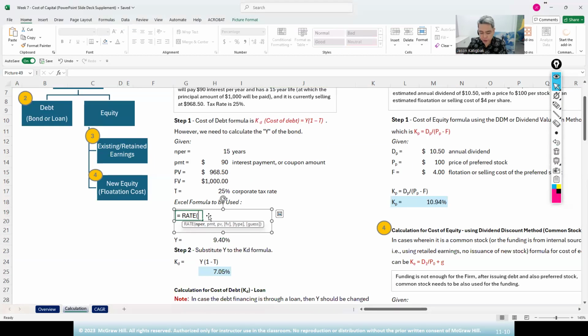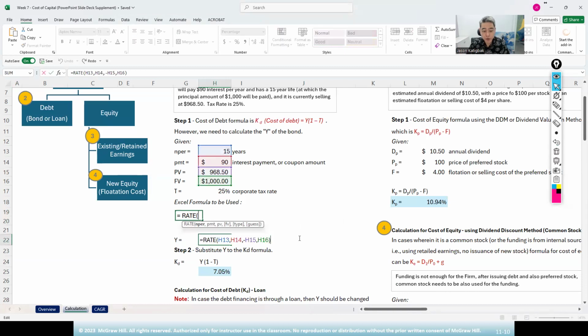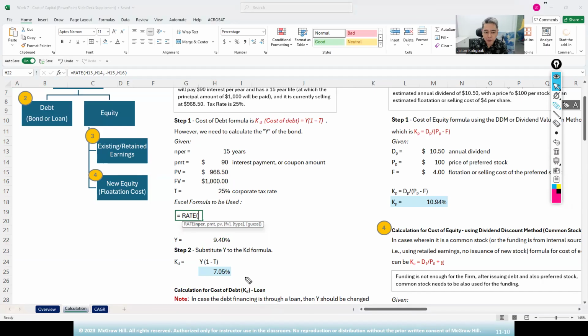So here's the formula. It's a picture. I just inserted it so you can see it. I'm going to press F2 so you can take a look at it. It's similar to how we aligned it, equals rate. The rate is basically 9.4. That's the yield. Because we now solve for Y, I just need to apply 75%. Why 75? It's 1 minus 0.25, or 1 minus 25%.